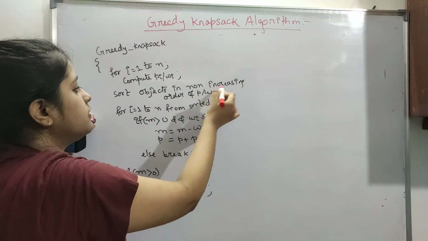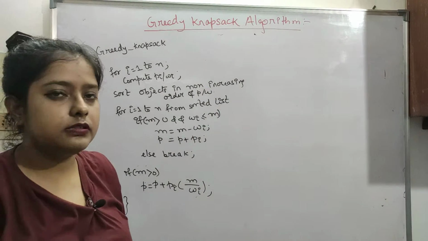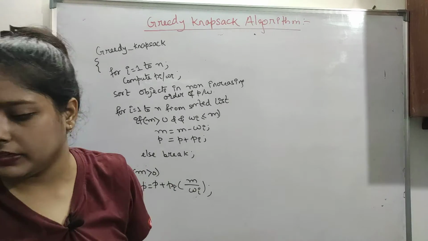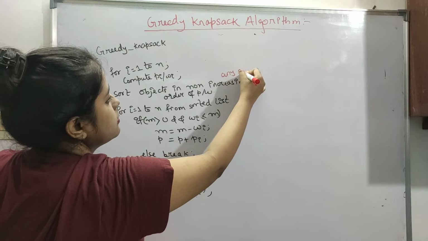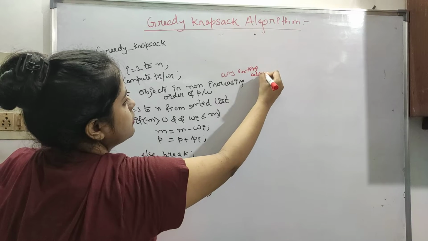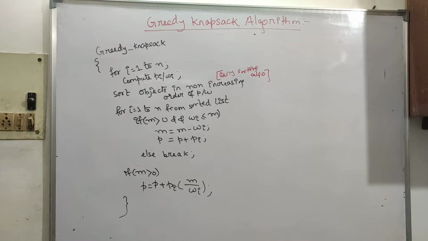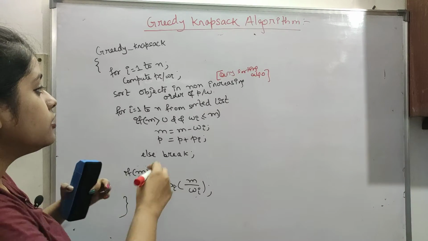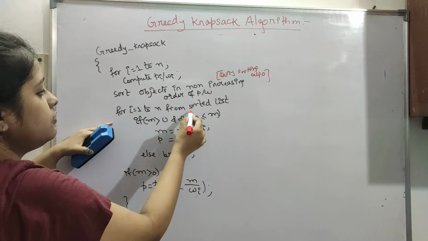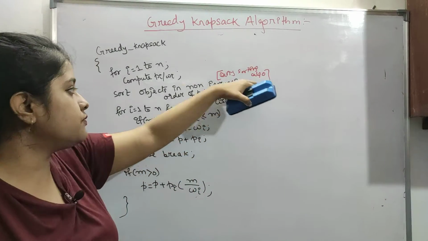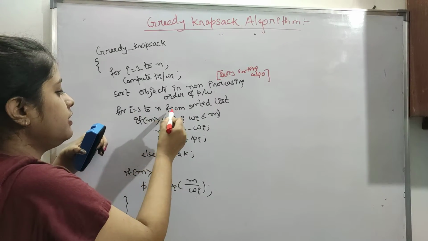Sort the objects in non-increasing order of P by W. Here a sorting algorithm is used. We have covered so many sorting algorithms, you can take any one of these. Any sorting algorithm will work. So now we have got the sorted list, as we have used some sorting algorithm. Now for i to n from the sorted list.